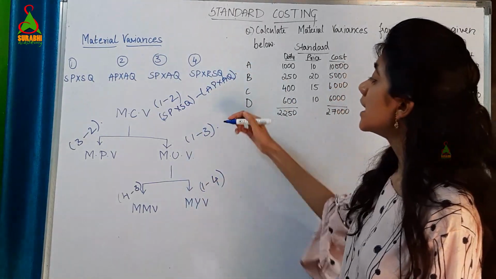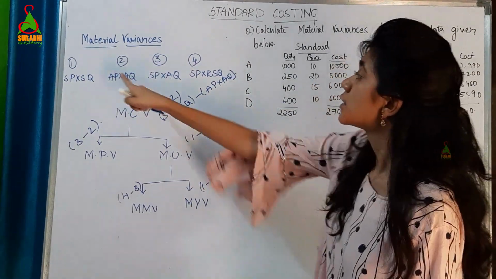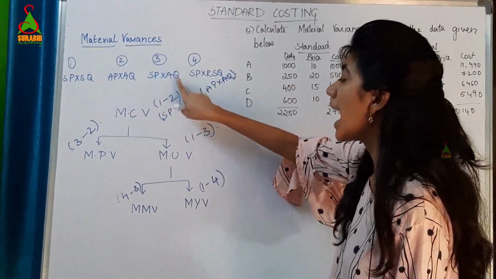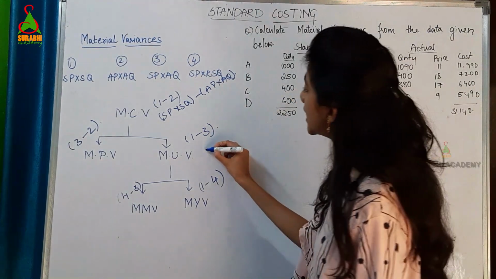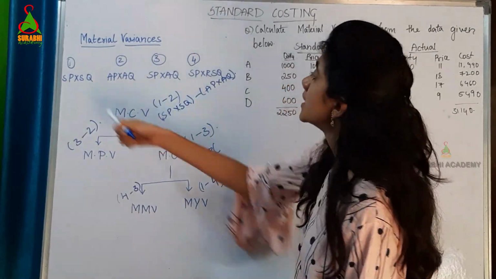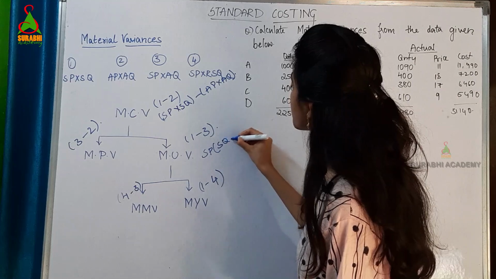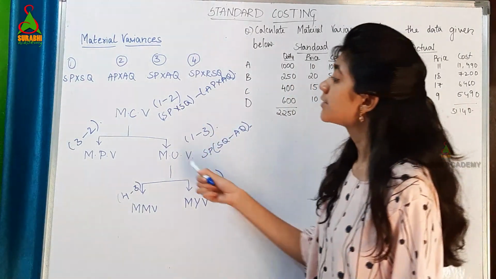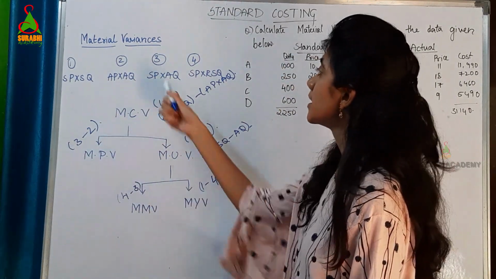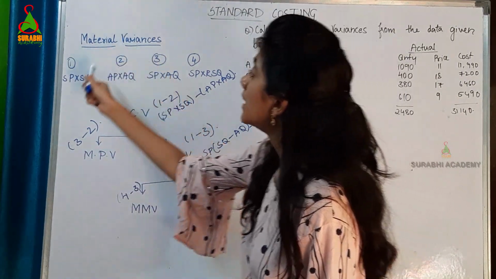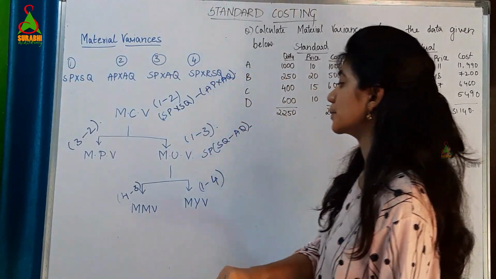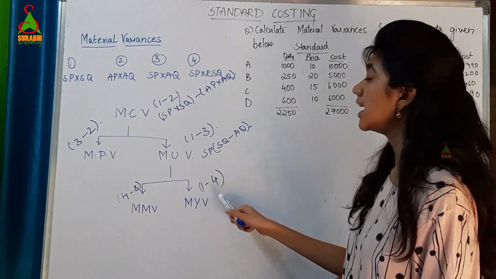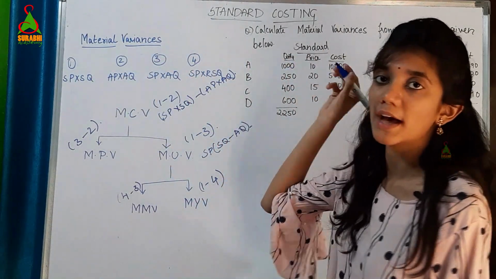So 1 minus 2. Next one, 1 minus 3. So standard price into standard quantity minus standard price into actual quantity. So here standard price will be taken as common, standard quantity minus actual quantity, that is 1 minus 3. Next one, material price variance. So SP into AQ minus SP into SQ you have to do. Next one, material mix variance 4 minus 3 and material yield variance 1 minus 4 you have to do.